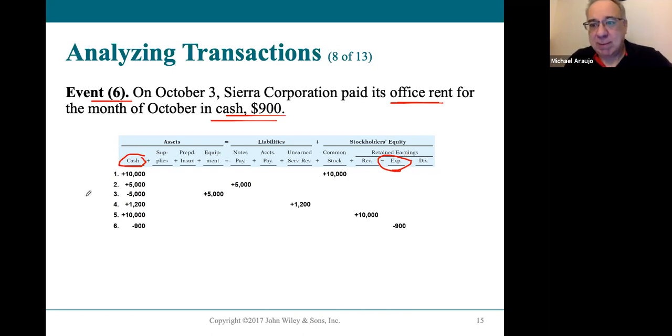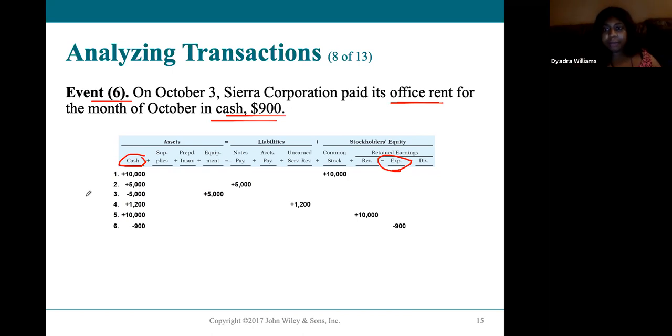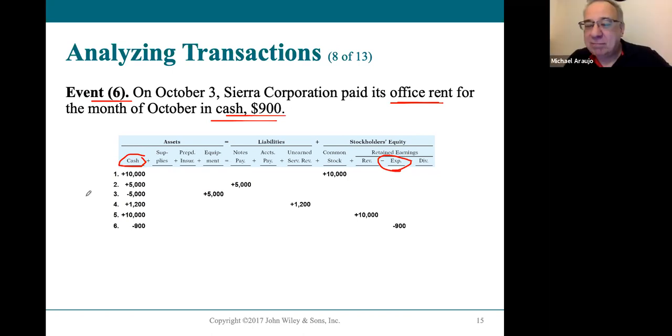So, who would like to step up to the plate here? I would. All right, go ahead, Yadra. So it would be a credit to cash as well as a credit to expenses. Okay, yeah, you want to be more specific, but you're right. It's a credit to cash of $900.